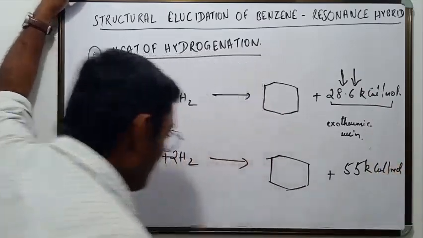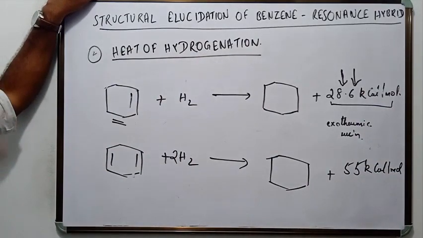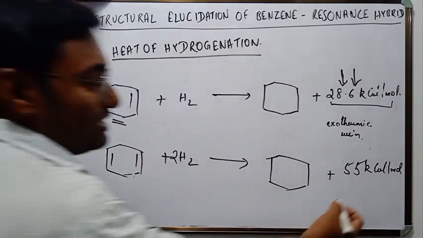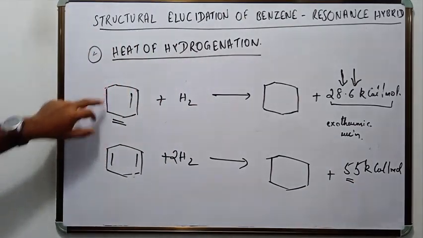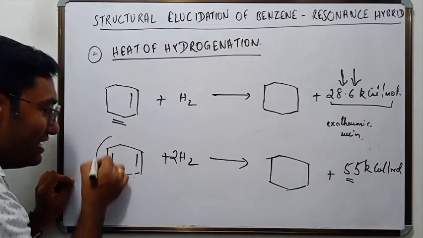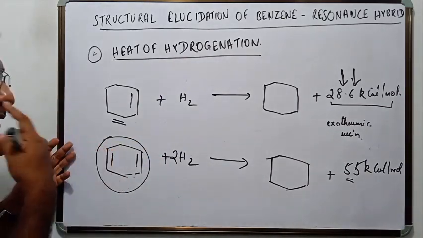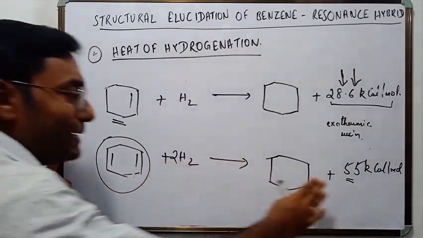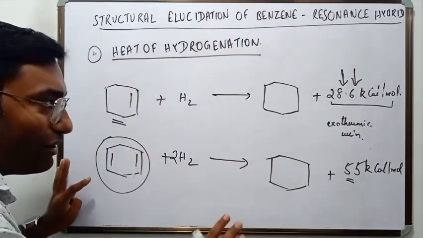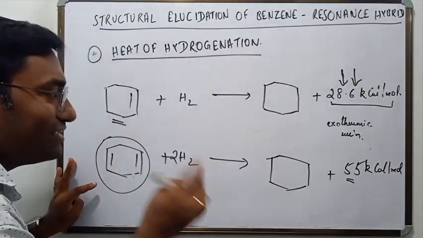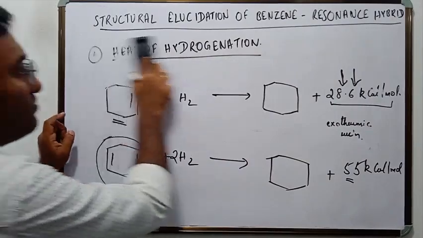Now where is the heat of hydrogenation more? Yes, here, more energy is released. So which is the least stable among these two? Yes, this is the least stable. This is thermodynamically less stable. So it gives you an indication of the thermodynamic stability of the starting compound. That is what you need to understand. Fine. Now let us understand how heat of hydrogenation proves resonance.